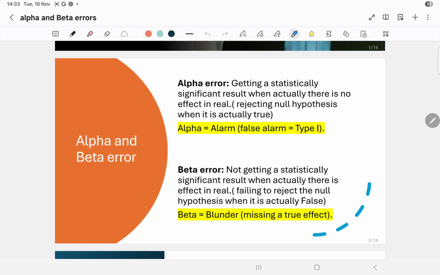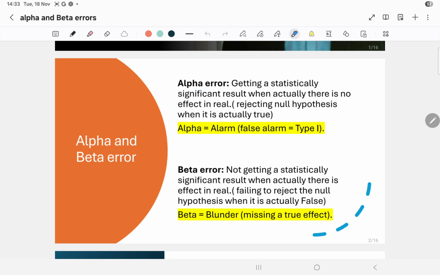So alpha error means rejecting the null hypothesis. What is the null hypothesis? That there is no effect. There is nothing going on. So we reject the null hypothesis. We say that the study is statistically significant when actually it is not. So it is a kind of false alarm. You can remember alpha and alarm.